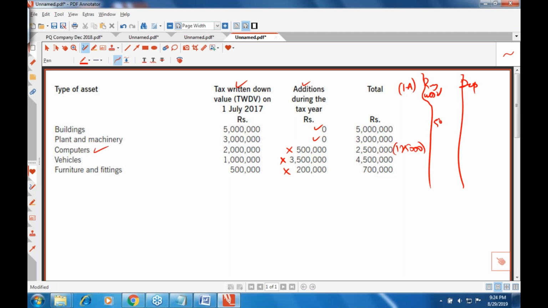Then the remaining WDV is 5 million. Here it remains 3 million. And in this case for the computers, 2.5 minus 125, so it's 2375. For the vehicles, try to understand: although the addition is 3.5, since the vehicle is not applying for hire, the maximum addition allowed is 2.5 million. So this remains at 3.5 million. And the furniture and fittings remain at 700,000.